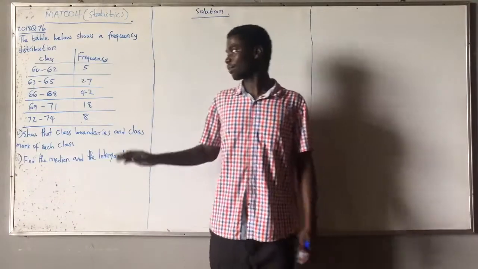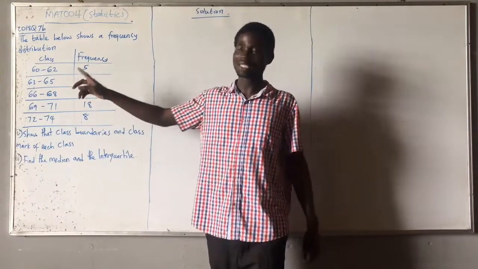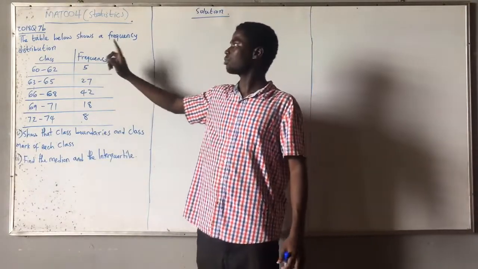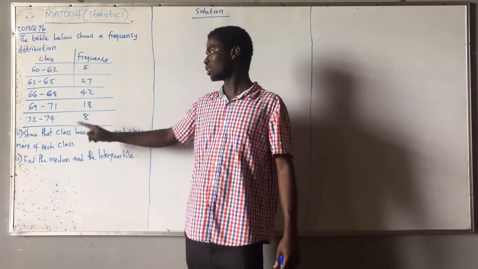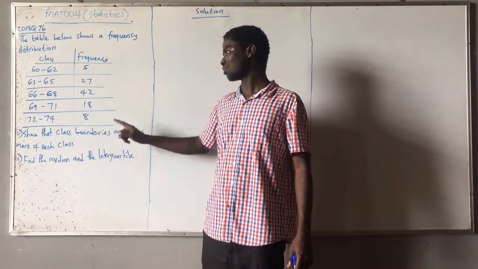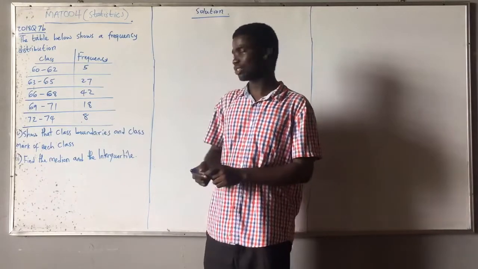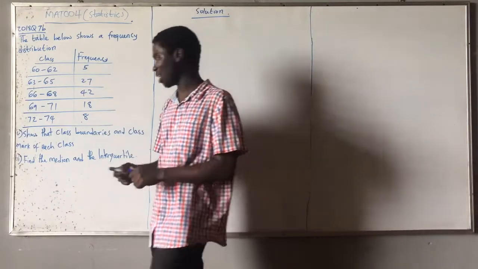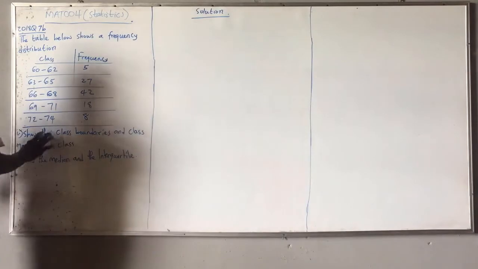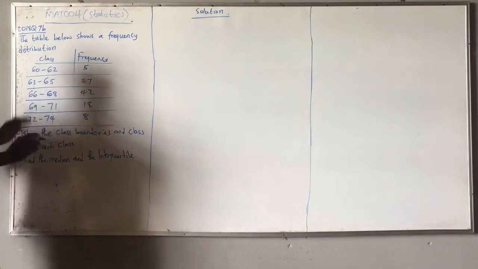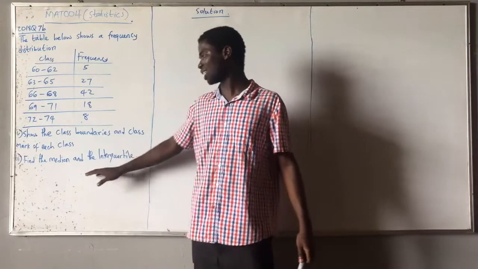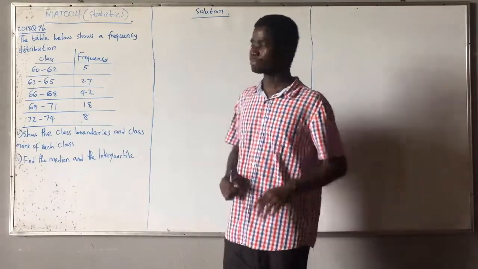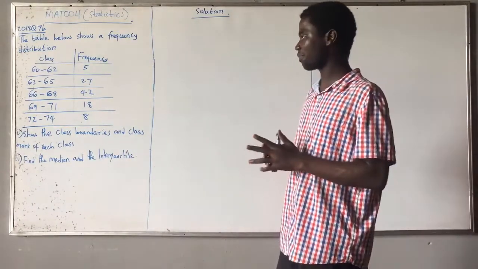Hello everyone. So for this question, this is 2018 question 7b. The table below shows a frequency distribution. You can see. Now the next is show the class boundary and class mark of each class. Then find the median and the interquartile. Now look at what will happen first.